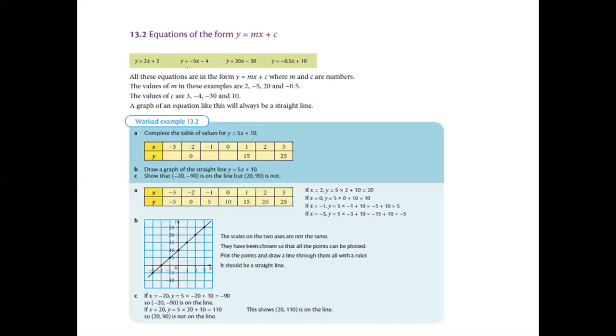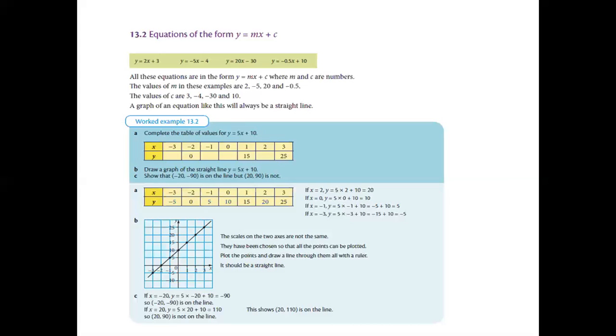If you remember the previous lesson, we learned about graphs. How can you draw it? Or how can you find the values of y? Okay, let's start. All these equations are in the form y = mx + c, where m and c are numbers, any constant numbers.